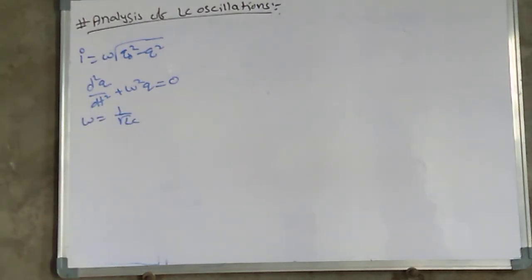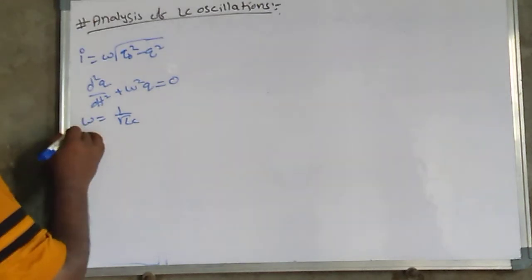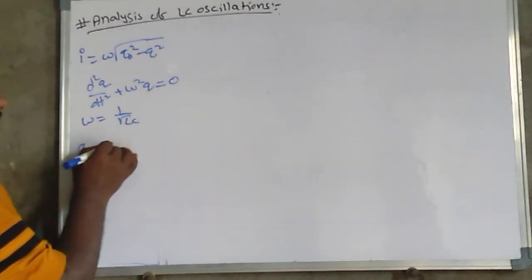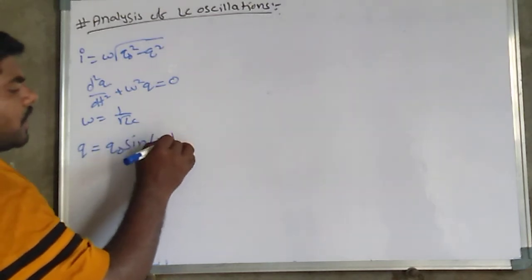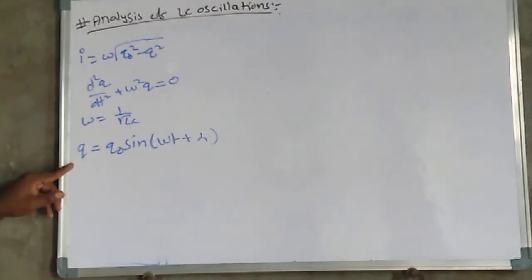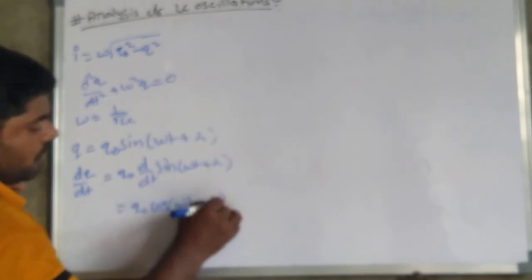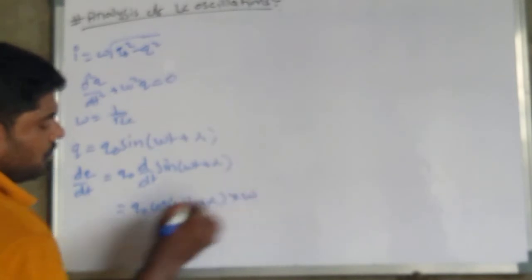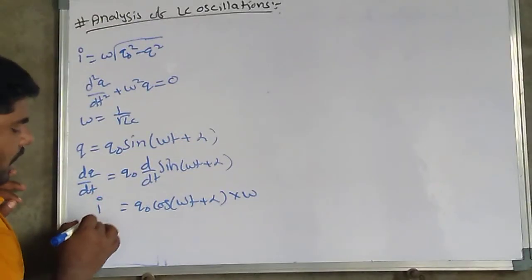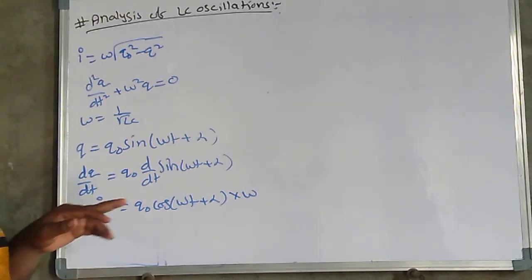So here, solve this equation. Here q is equal to q naught into sine of omega t plus alpha. In this equation, differentiate with respect to time. So dq by dt: here q naught is constant, that's why you may write q naught outside dt into sine of omega t plus alpha. This differential gives q naught cos of omega t plus alpha, again differentiate omega t into omega. So dq by dt is nothing but I.